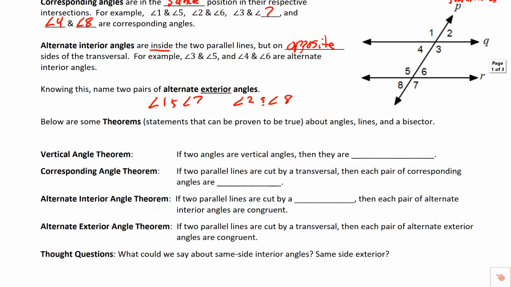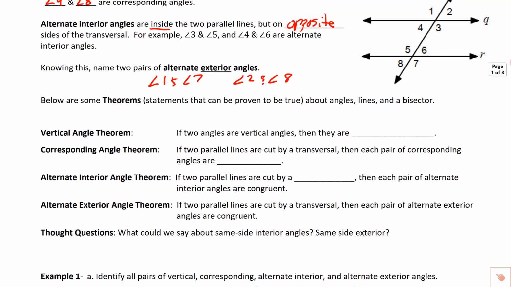a couple of theorems that are related to these guys right here. Vertical angle theorem: if two angles are vertical angles, then they are congruent. Now, you're probably familiar with this from other classes. We've probably talked about that in this class. But vertical angles are always congruent.